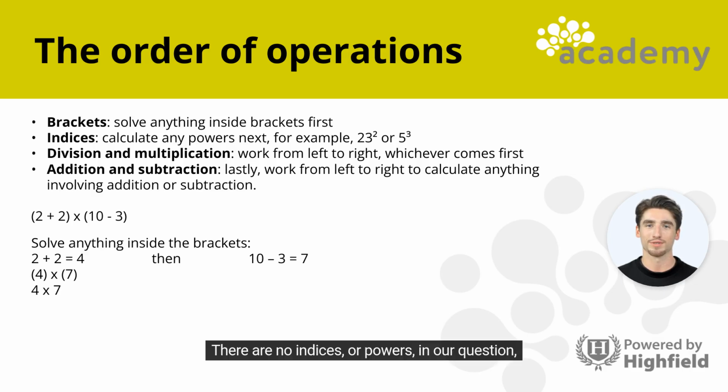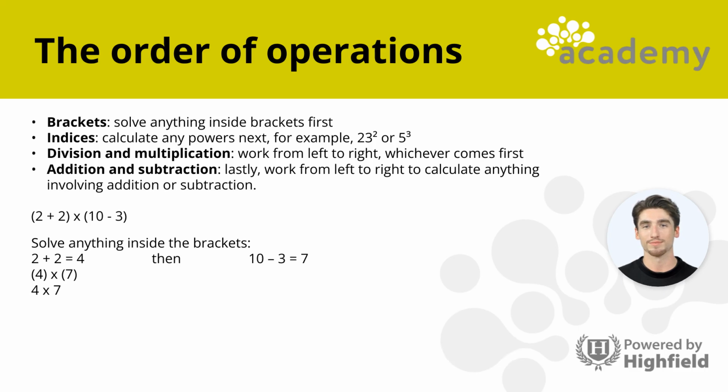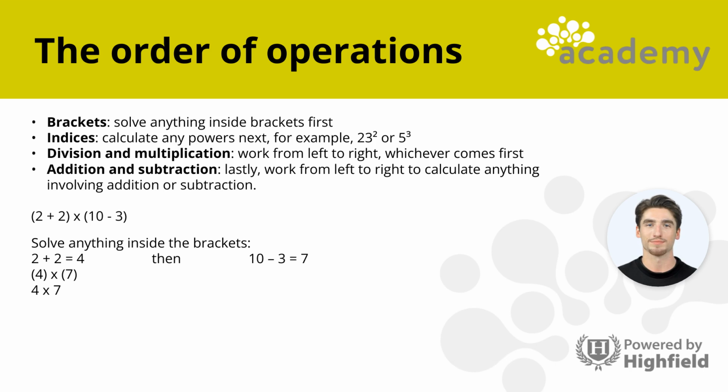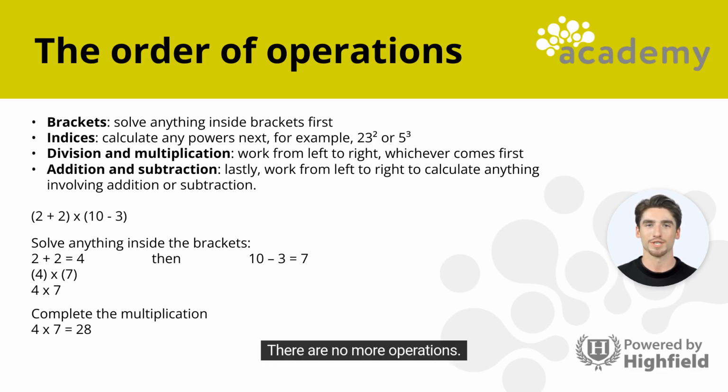There are no indices or powers in our question, so we move to the next step, which is multiply or divide. 4 multiplied by 7 equals 28. There are no more operations. Therefore, the final answer is 28.